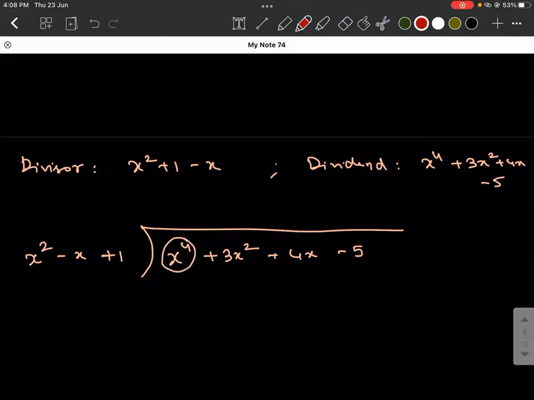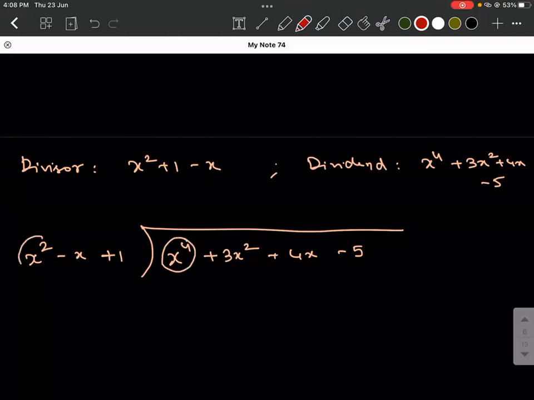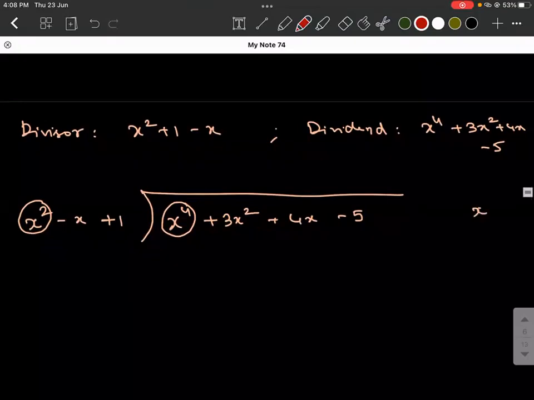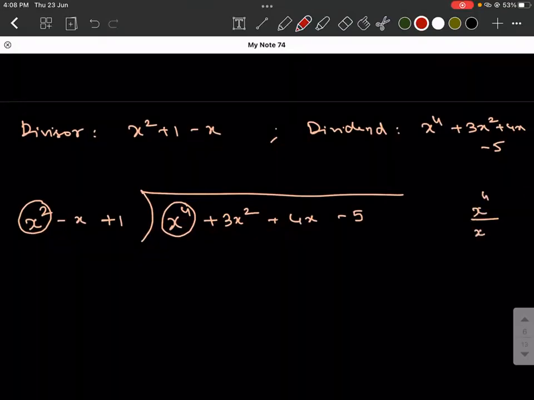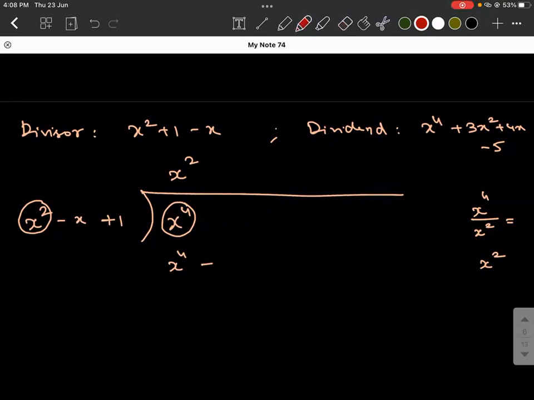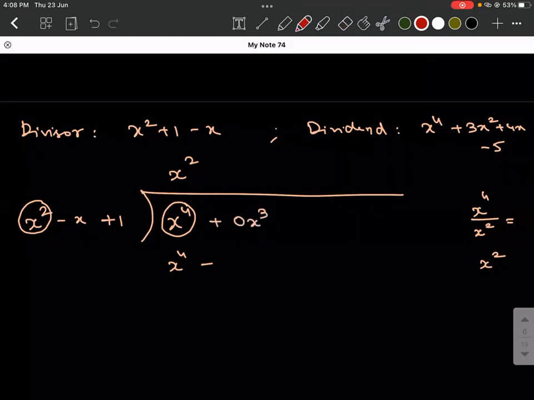So when you have x power 4 as the highest power of the polynomial inside and x square as the highest power of the polynomial outside, then in the rough column, what you will do is divide x power 4 with x square. So what will you get? X square. So I need to put x square here so that x square into x square will give you x power 4 minus x cube. So here what is missing? I don't have a term x cube. So I write it as 0x cube.